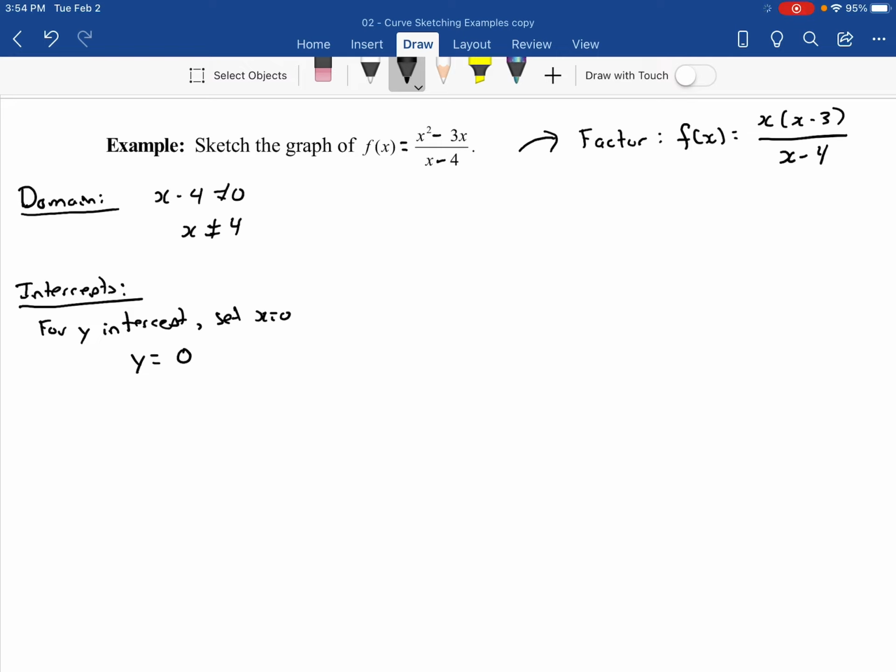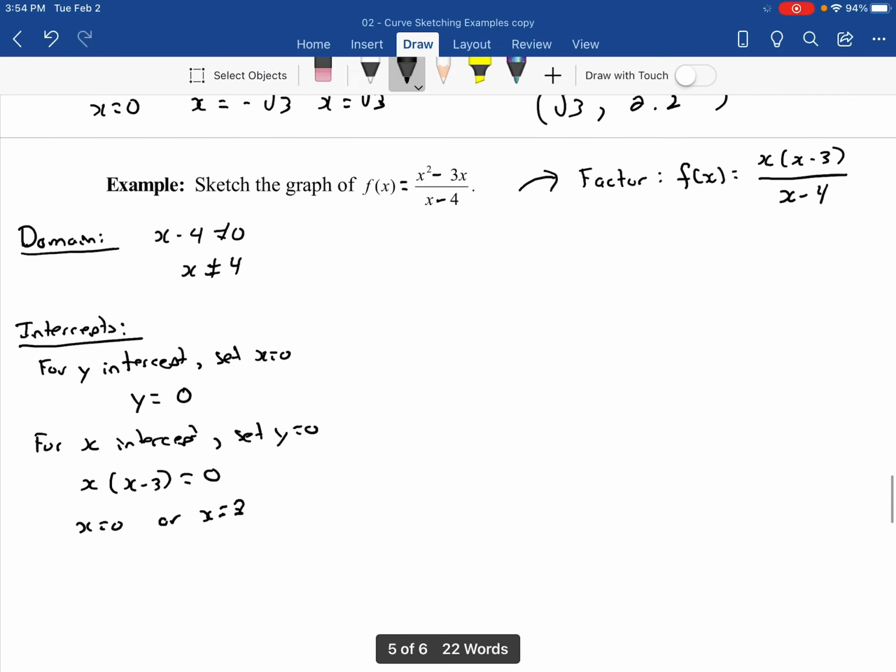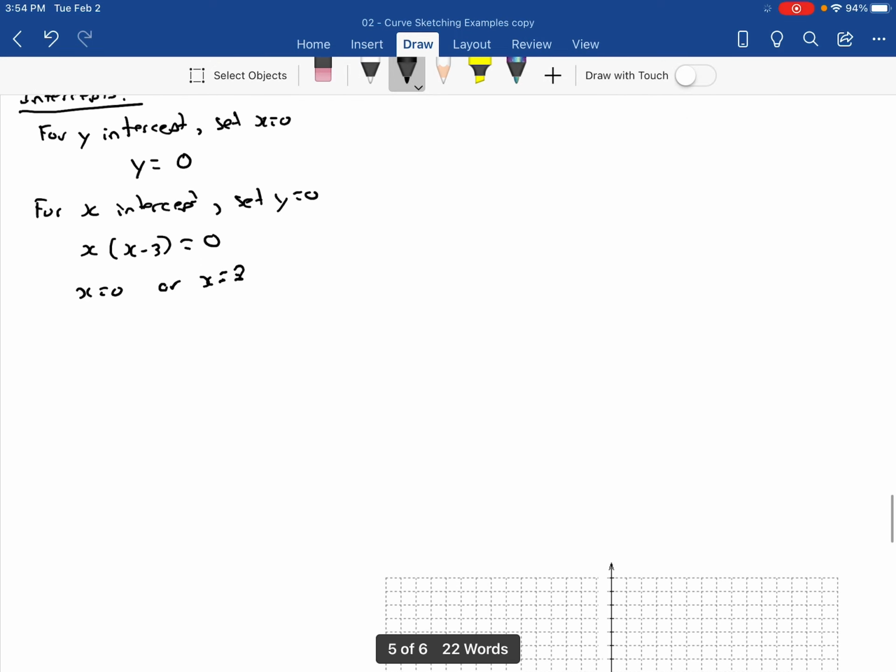Now, x-intercepts. And that's where I'm going to use the factored version of this. I need that numerator to come out to be 0 for x-intercepts. That means I'll get a 0 on the top, so I get x equals 0 or x equals 3. So I get this second one, and you might get more than that depending on the function and what degree that numerator is.